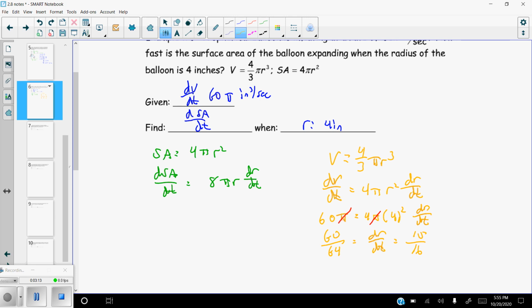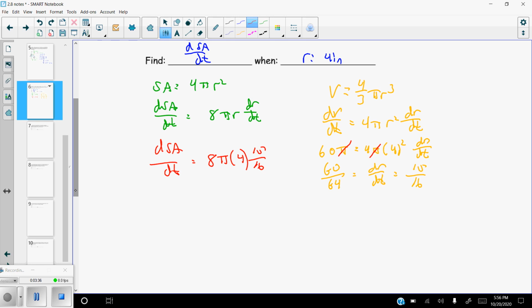So now I have the radius, I have dr dt, which is what I'm going to need to complete finding dSA dt. It's going to be 8 pi times the radius, which was 4, times dr over dt, which is 15 over 16. All right, let's practice a little mental math here because this is something that you should be able to do without writing everything out.